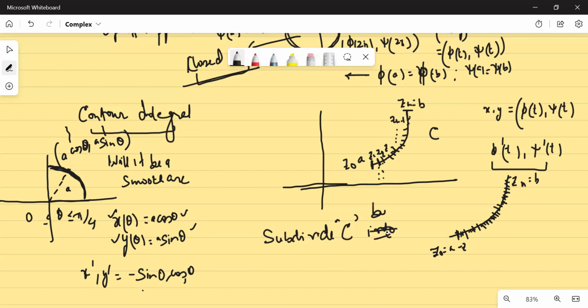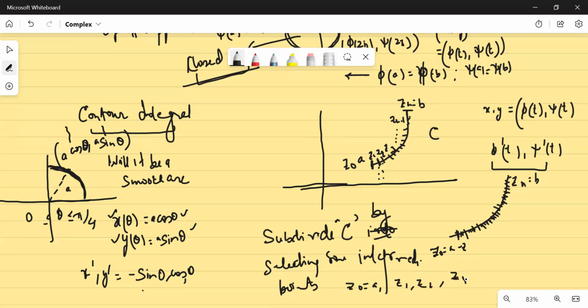By selecting some intermediate points. And what those points are? Let's say z0 is A, then z1, then z2, z3, dash dash dash, zn equals to b. Are you getting my point? And what is contour integral?